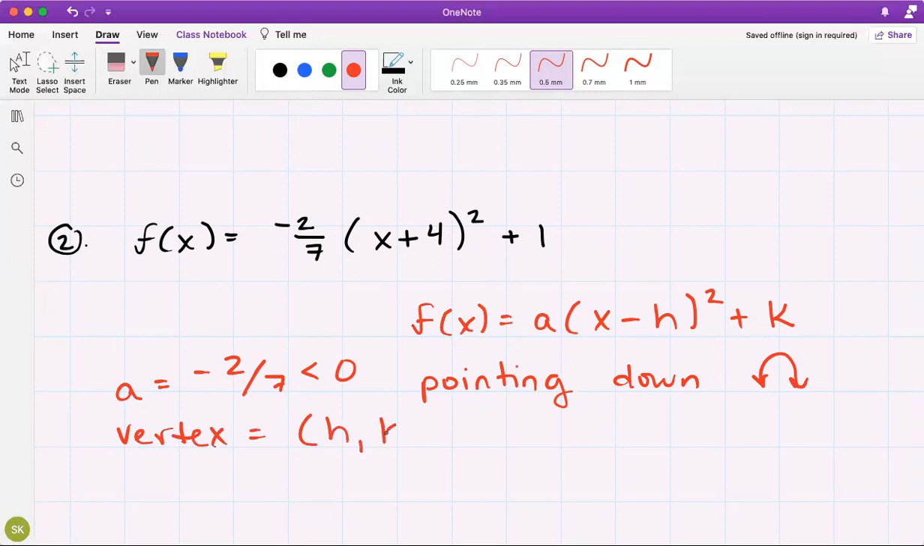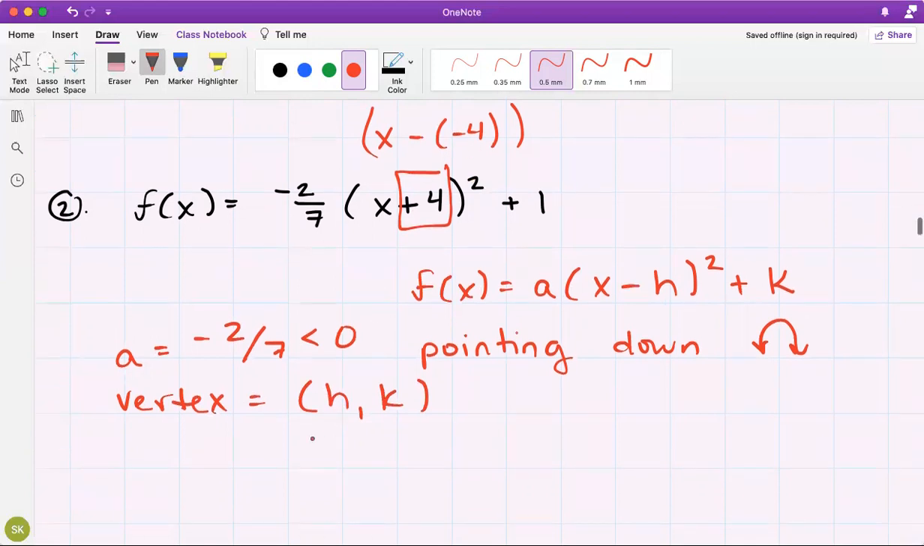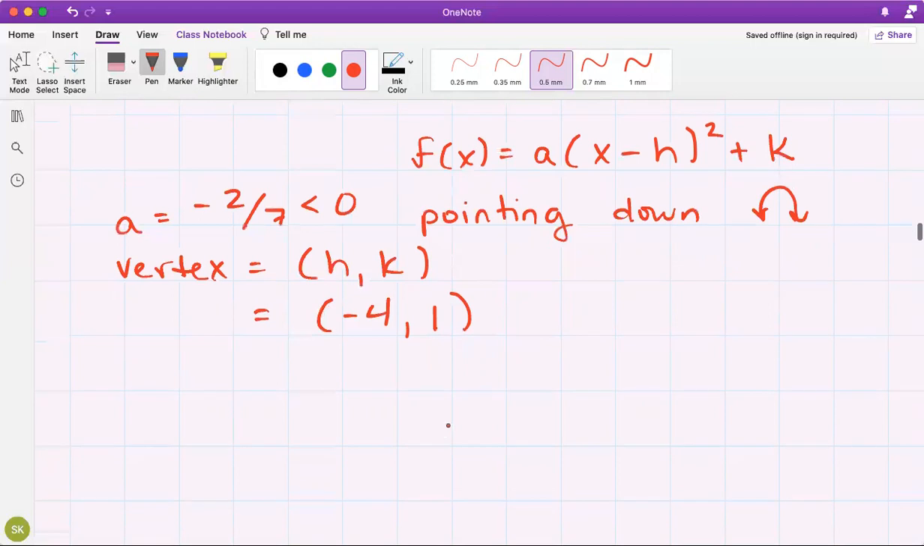Now the number here is a plus 4, which is the same thing as x minus a negative 4, right? So remember, we have a minus in this formula, so we need the opposite here. So instead of 4, we go with negative 4. So our vertex is negative 4, and then we keep the sign of this one, which is a 1. So it's always the opposite of what's in here, and you keep the same sign. So this is our vertex.